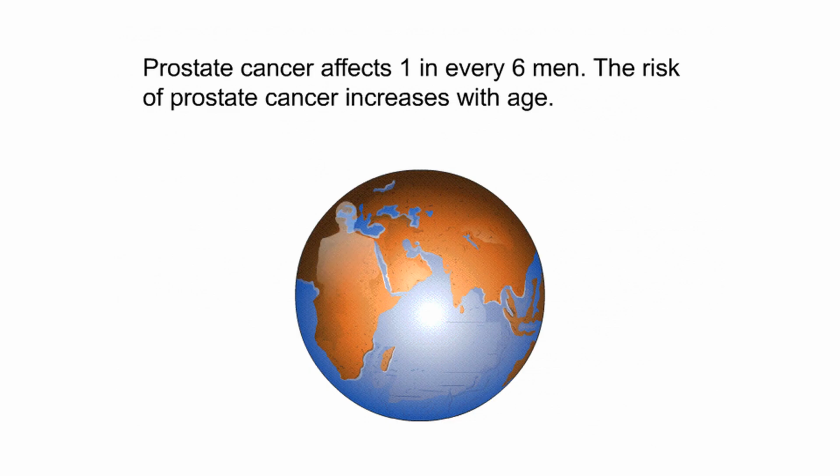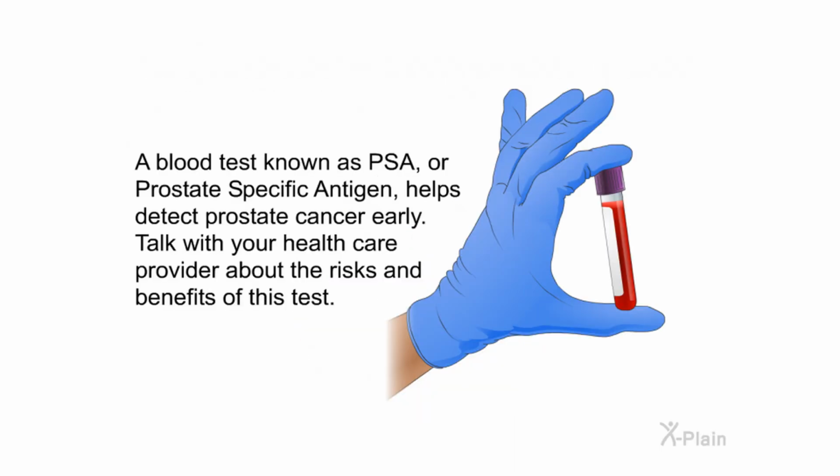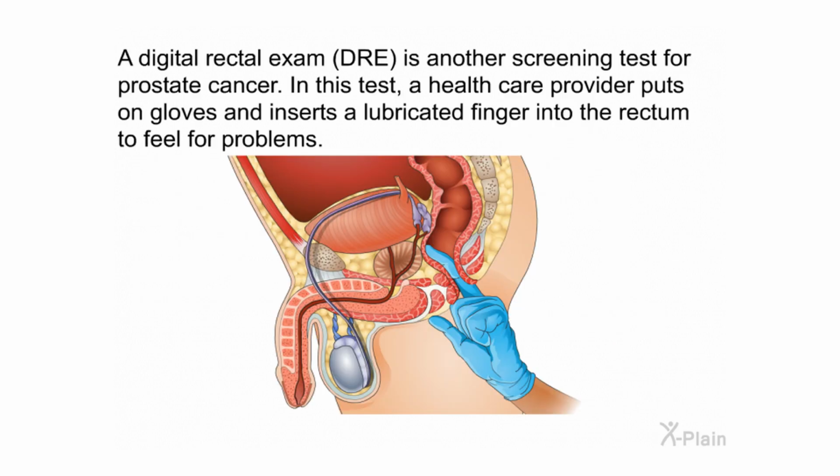Prostate cancer. Prostate cancer affects 1 in every 6 men. The risk of prostate cancer increases with age. A blood test known as PSA, or prostate-specific antigen, helps detect prostate cancer early. Talk with your healthcare provider about the risks and benefits of this test. A digital rectal exam, DRE, is another screening test for prostate cancer. In this test, a healthcare provider puts on gloves and inserts a lubricated finger into the rectum to feel for problems.